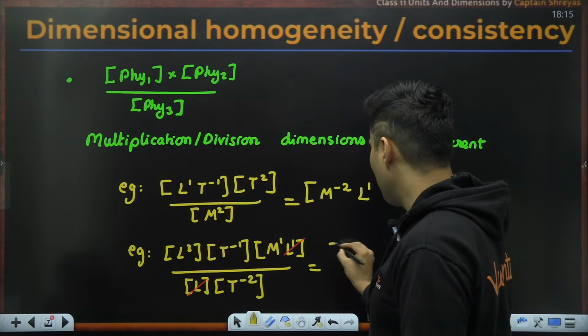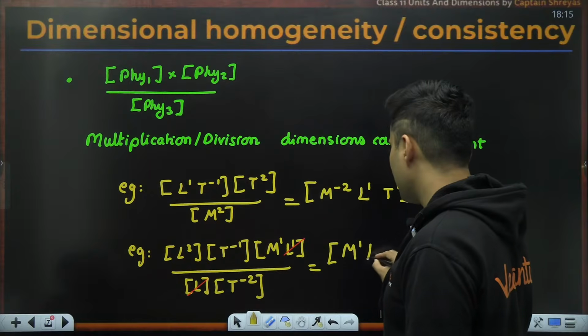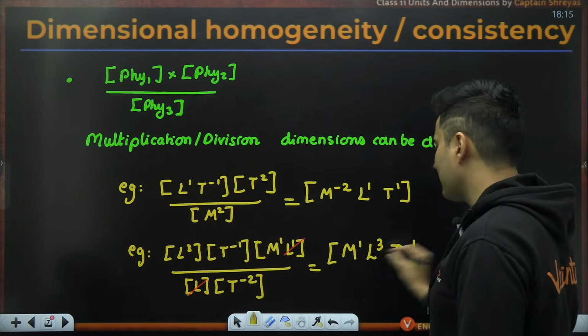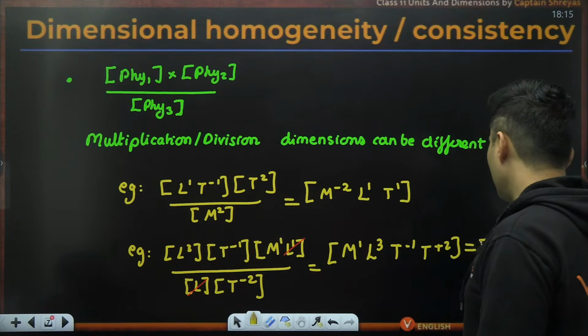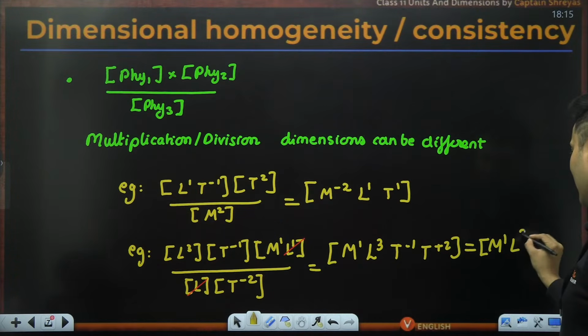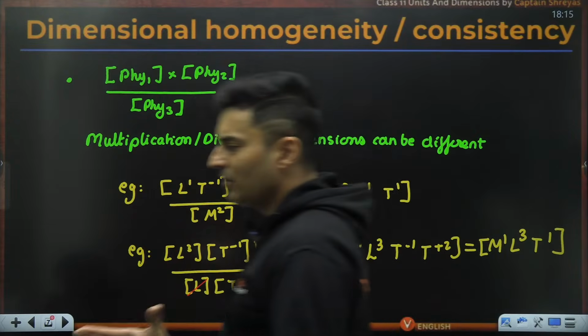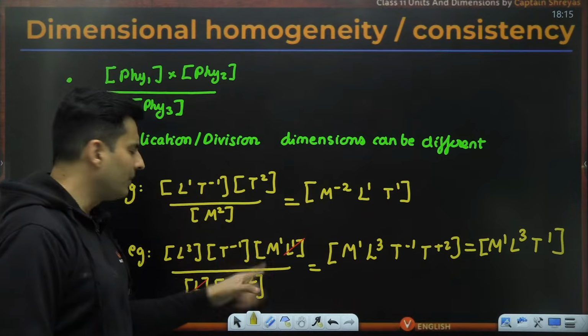Mass wise, there is only one mass, so m raised to 1. Length wise, there is L cube over here. T raised to minus 1 is there, and this minus 2 will become plus 2. So what will this become? It will just become m raised to 1, L raised to 3, and minus 1 plus 2 is plus 1. So that's it: m raised to 1, L cube, T raised to 1. So normal multiplication and division of dimensions is fine, even though they are of different dimensions.